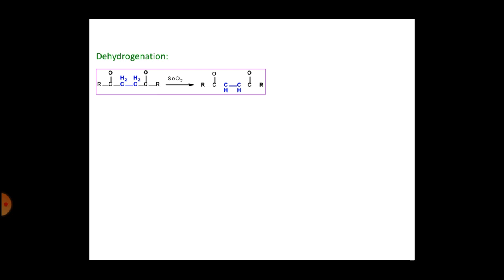For such a reaction, that is dehydrogenation reaction with selenium dioxide, the essential condition is the presence of beta hydrogen. Dehydrogenation will only take place where there is an active alpha methylene group and beta hydrogen present. And keep this in mind, that this reaction will take place when it is performed at high temperature.